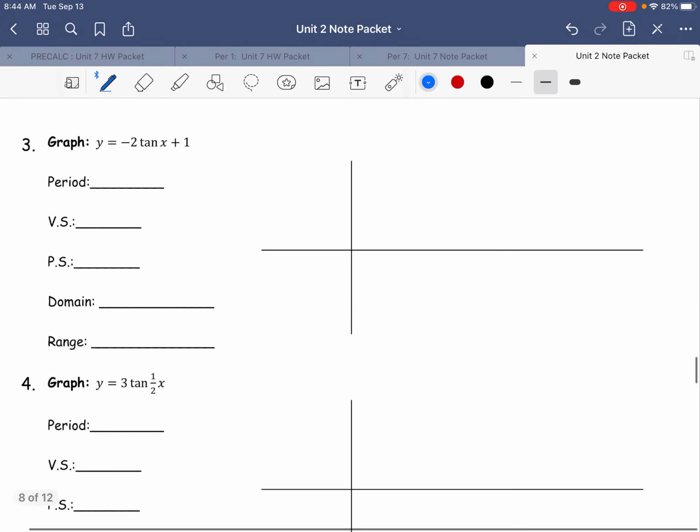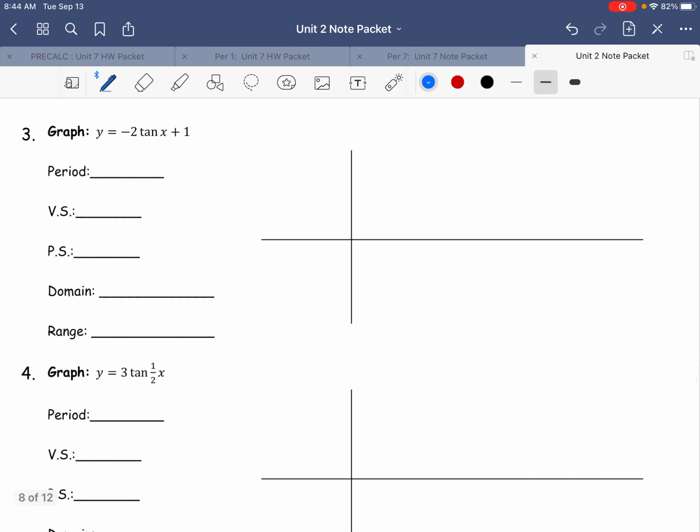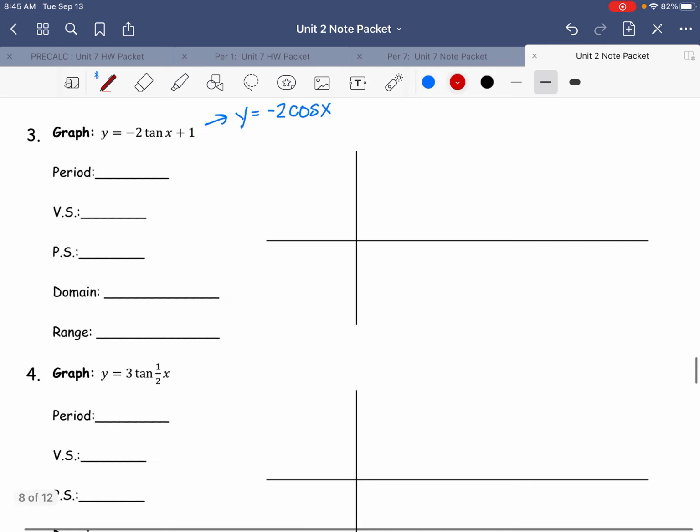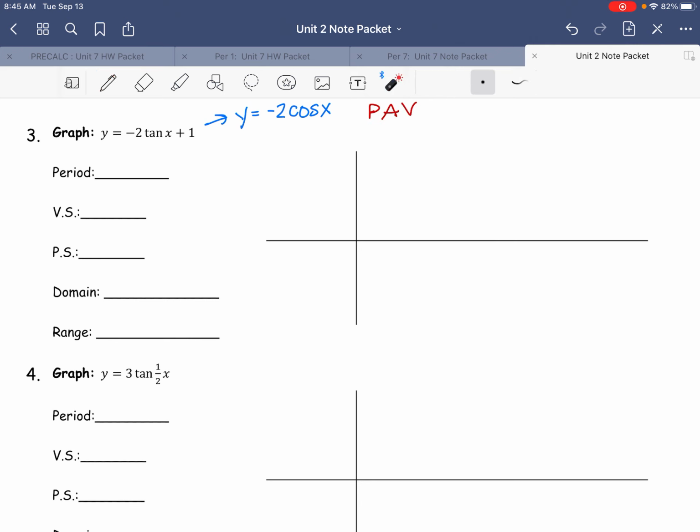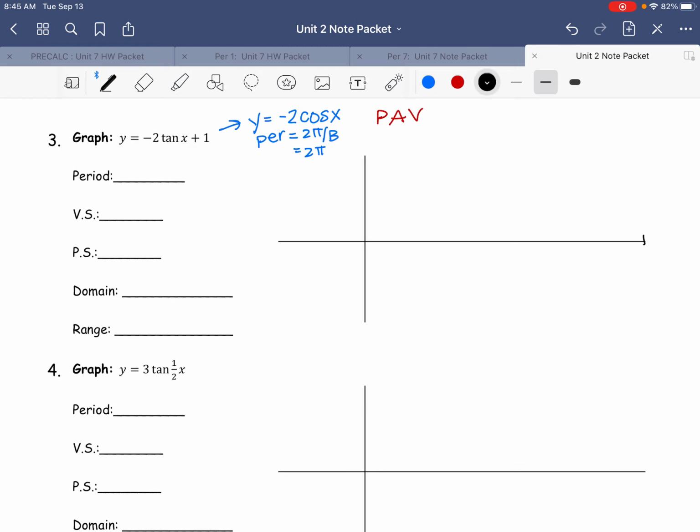Okay, number 3 has a vertical shift to it. So first we are going to graph y equals negative 2 cosine x. Now we're also going to keep in mind PAV: phase shift, asymptotes, then vertical shift. So vertical shift doesn't come until the very end. So if I set this up, I'm going out, period of cosine, which is 2 pi. So we're going out to 2 pi, go ahead and label.